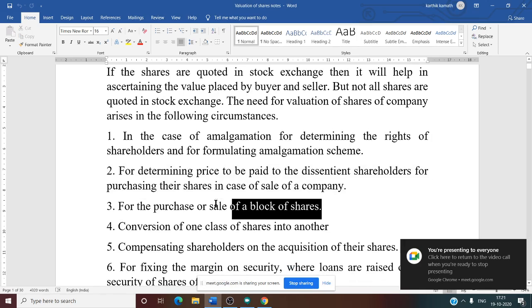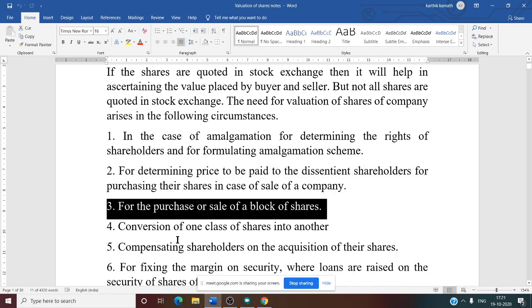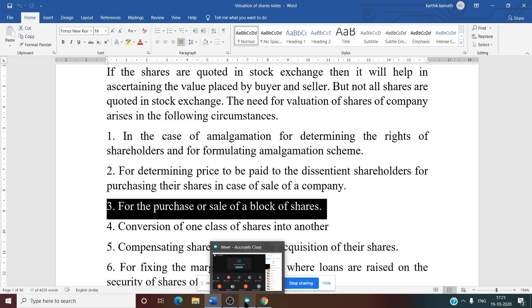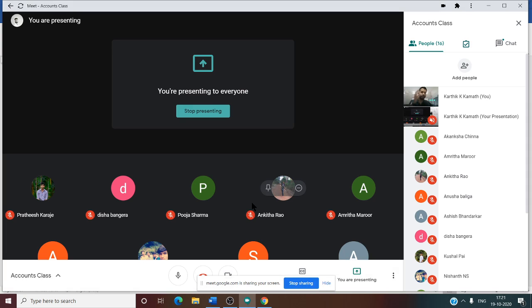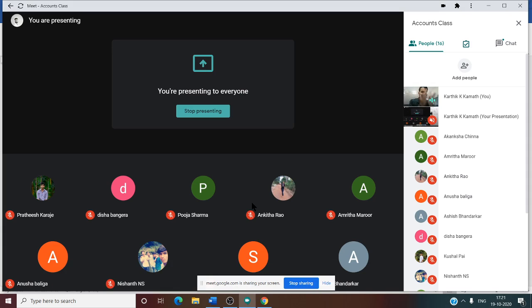The third one is for the purchase or sale of a block of shares. Suppose you are willing to purchase one share of a company, say ACC Limited. One ACC Limited share is worth 1500.